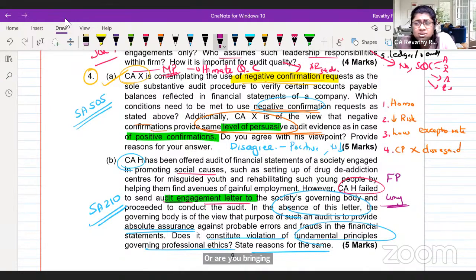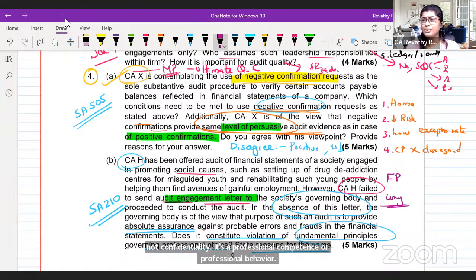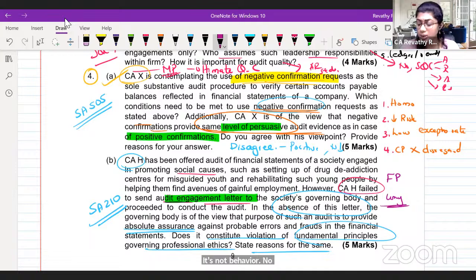See, if you had proper knowledge about this standard, you would have given. It's not integrity. It's not biased objectivity. It's not confidentiality. Is it professional competence or professional behavior? It's not behavior. It's professional competence and due care. You should have given. You are not competent. You are not well versed with the standards.